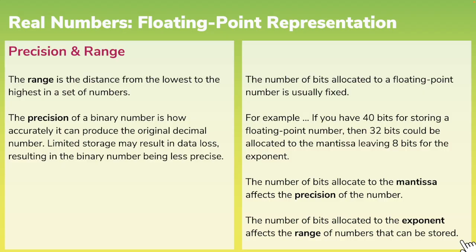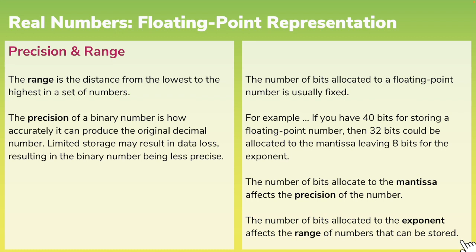With floating point representation, we have to take into consideration the precision and the range of the numbers that we can store. The range is the distance from the lowest to the highest in a set of numbers. So for example, if I have 4 bits, I have a range from 0 to 15, and with 8 bits, a range from 0 to 255.